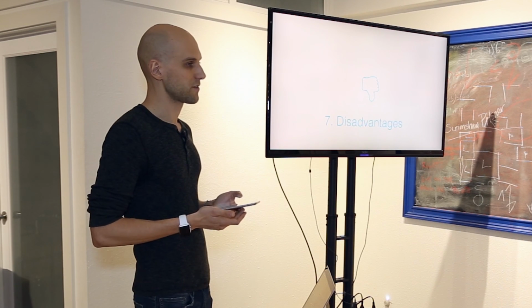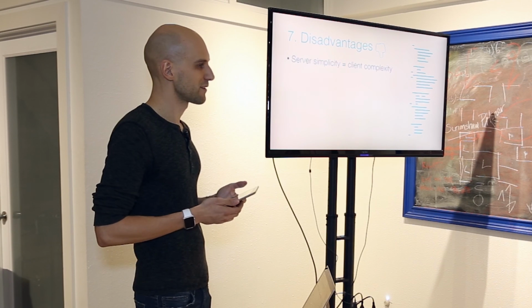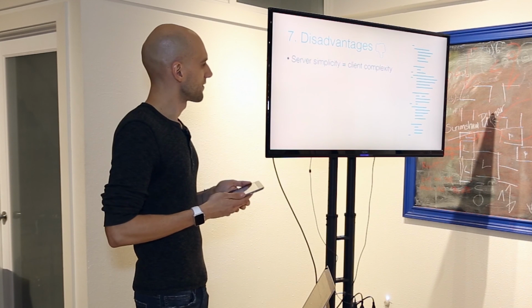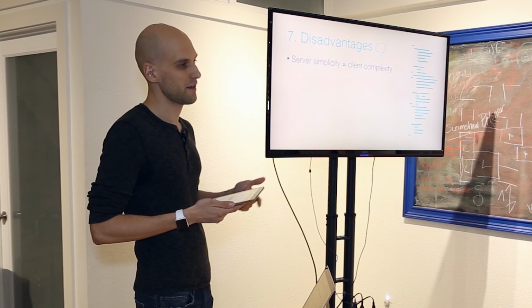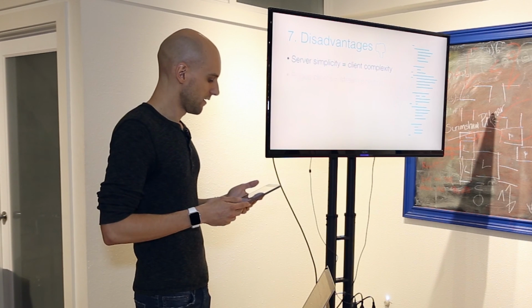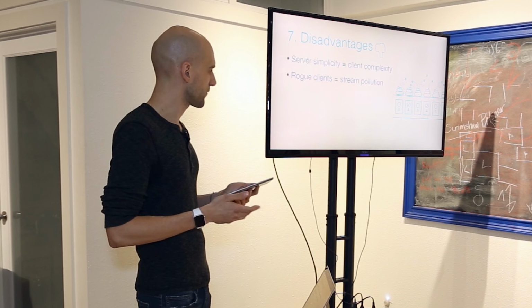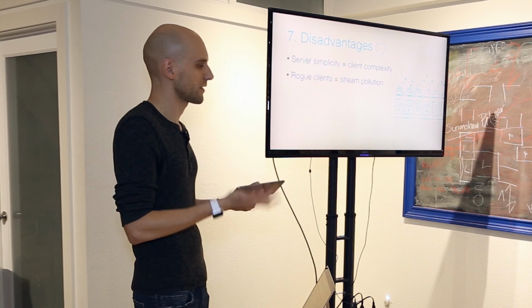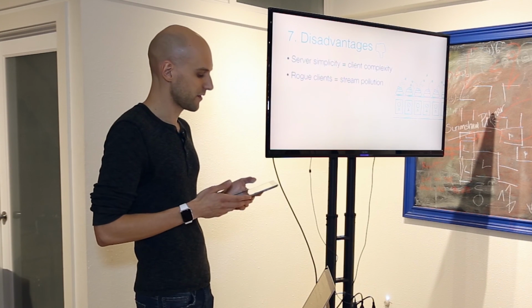There are also drawbacks to this sync. Server simplicity actually means that there's more complexity on the client side. It has a little extra logic, and that's basically the outbound and the inbound reconciliation. And rogue clients, as I mentioned earlier, could generate a lot of unnecessary events, and then other clients would have to discover them and download them, and that would slow down or worsen their user experience.